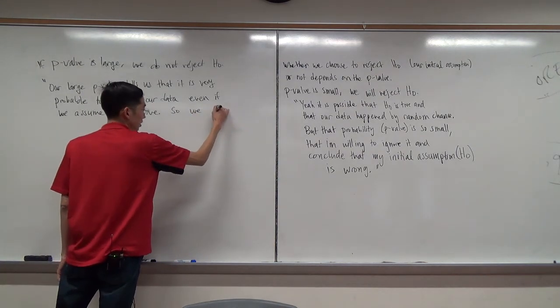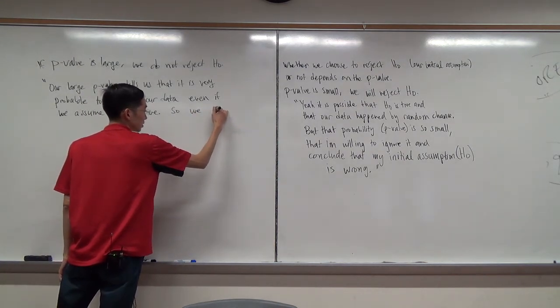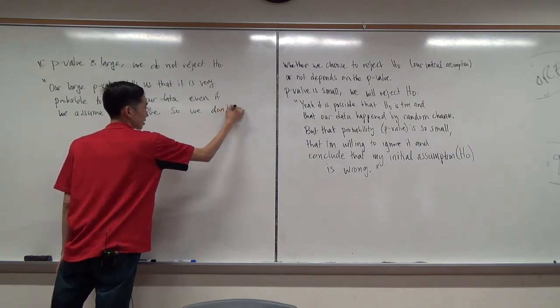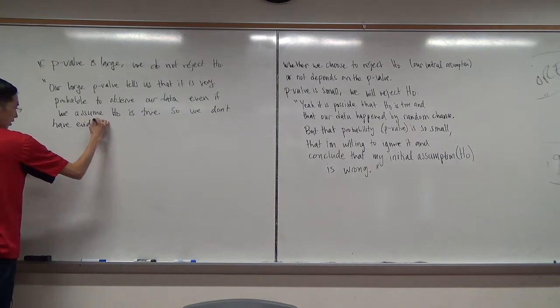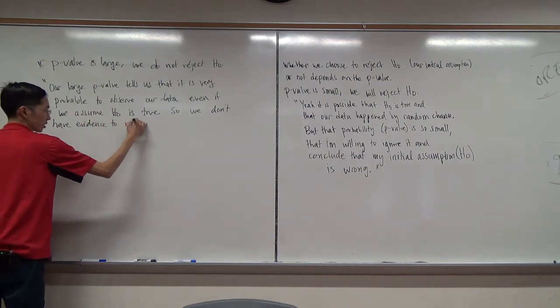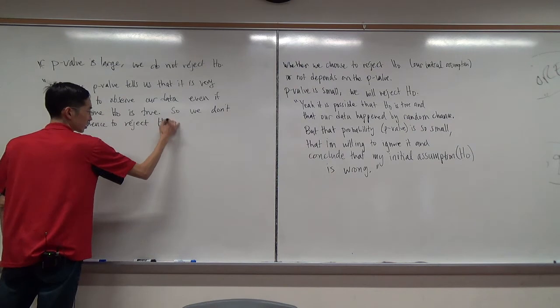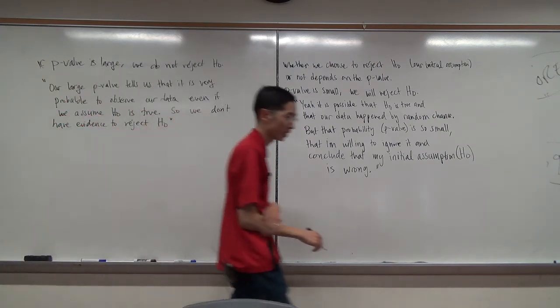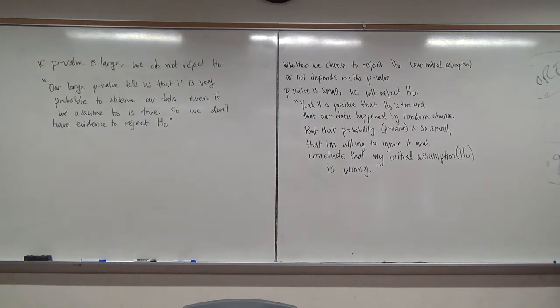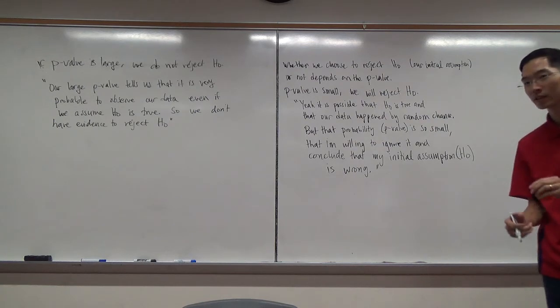So we don't have evidence to reject the null hypothesis. So I'll let you guys copy that down and let it sink into your heads. Yeah. Will it always be greater than 0.05?